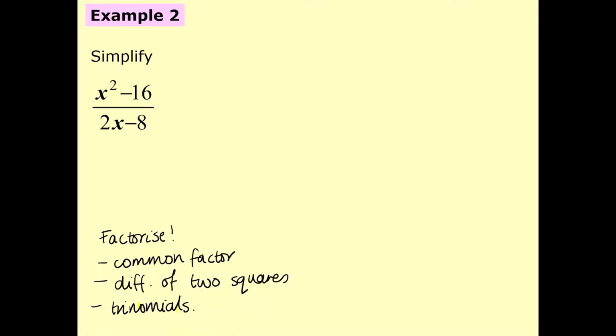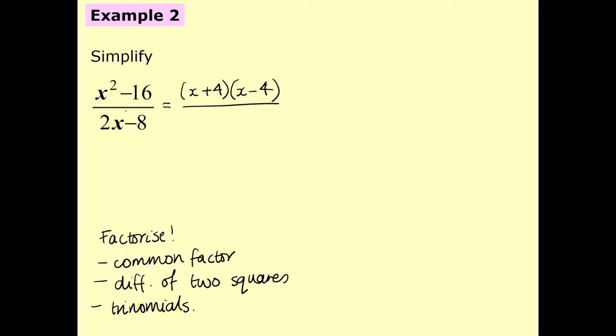So first one, x squared subtract 16. There is no common factor, but it is a difference of two squares because we've got subtract. X squared is obviously a squared term and 16 is a squared number. So you need to use your knowledge of a difference of two squares. Okay, remember the different signs in each of the brackets.